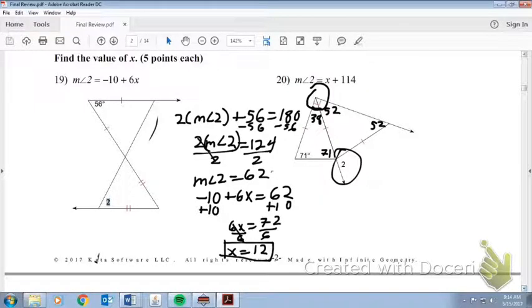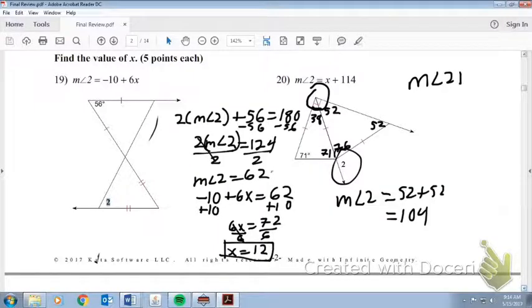So now we're in a position to actually solve for the measure of angle 2. We know that the measure of angle 2, an exterior angle, is equal to the sum of the remote interior angles. 52 plus 52. That gives us the measure of angle 2 equals 104.